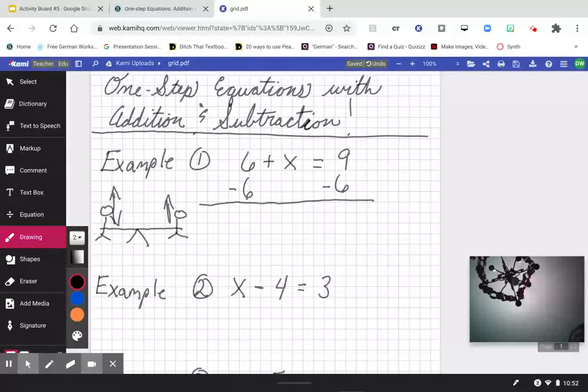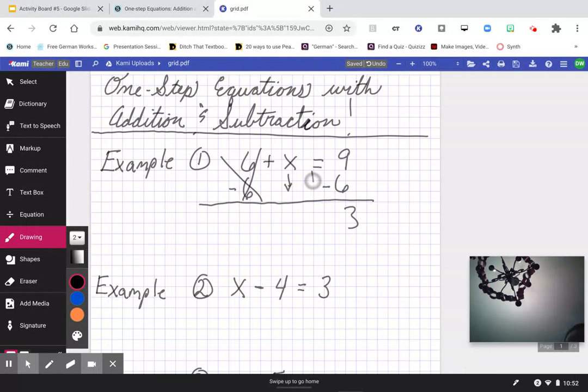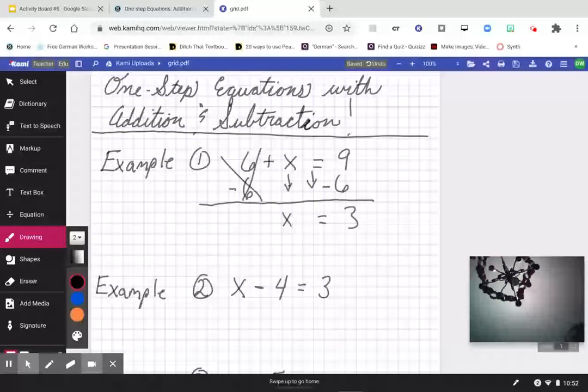In the end, we want to keep the equation balanced, which means that we have to subtract or add, or when we get to multiplication and division, multiply or divide on both sides of the equation. That's the only way we can keep it balanced. So we subtract 6 from one side, then we must subtract it from the other side. We'll get rid of that. All right, so this cancels out. 9 minus 6 is 3. Bring everything else down. So we have x equals 3.